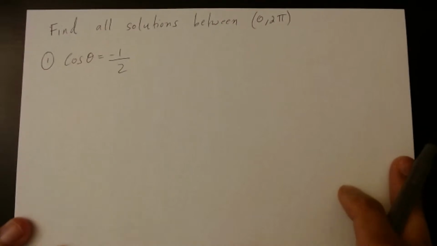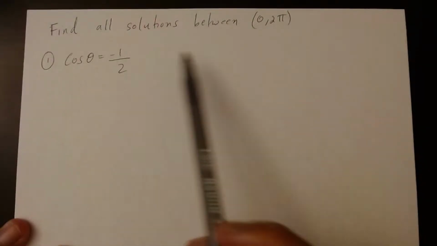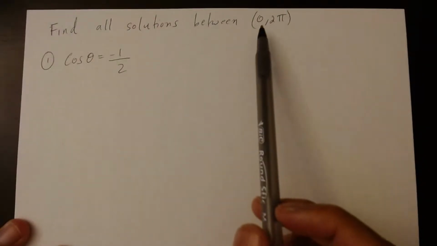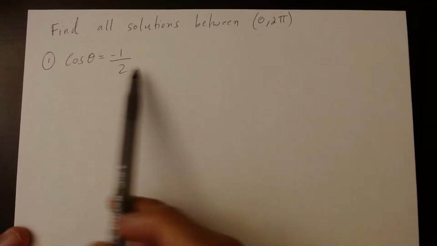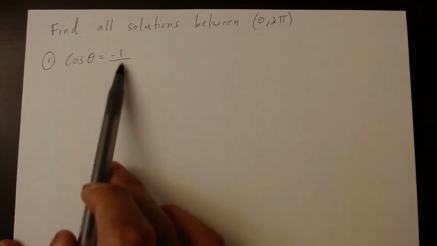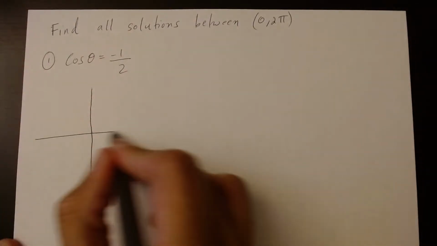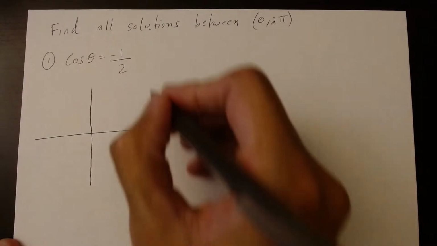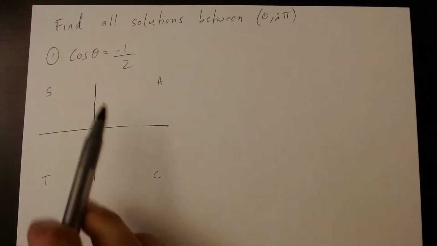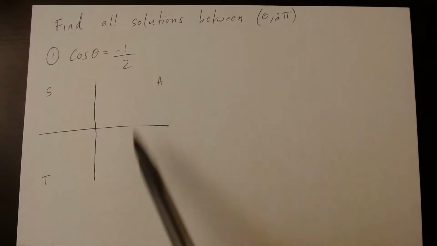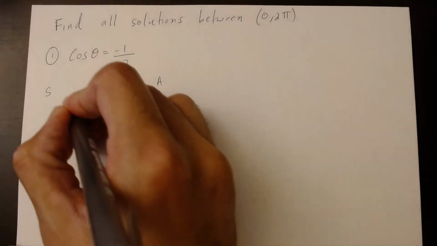All right, so in this video, we're going to do some easy questions of solving trig equations, and we're going to solve them between 0 and 2 pi. So typically for these questions, you want to do your CAST rule. In this case, I'm going to use my CAST rule. I know that cos is positive in these two quadrants, which means cos is negative in these two quadrants. So I'm going to start by drawing that out.